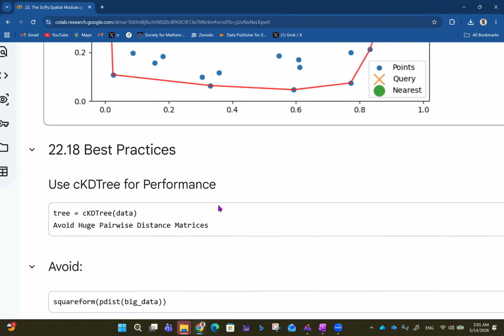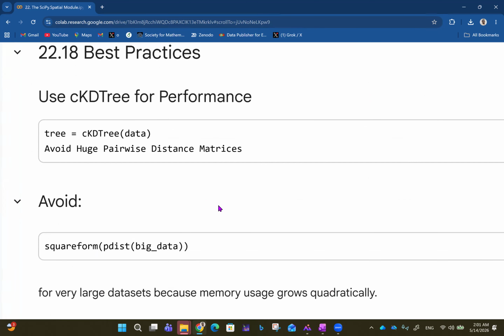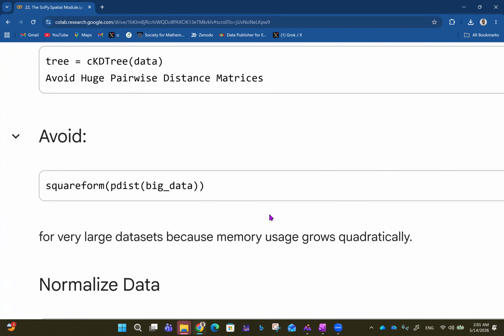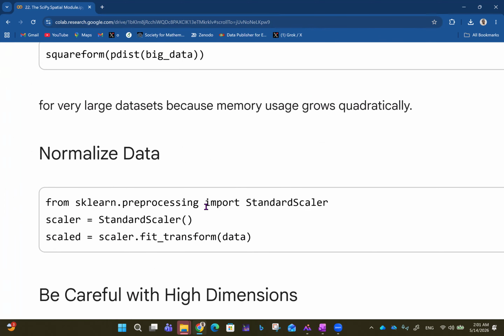Okay. So best practices: you want to use cKDTree for performance. That's to make it faster. Tree is cKDTree of whatever data you have. Then avoid huge pairwise distance matrices. Avoid squareform(pdist(big_data)) for very large data sets, because memory usage grows quadratically. So if you want to use squareform, it's better you use it with a small data set.